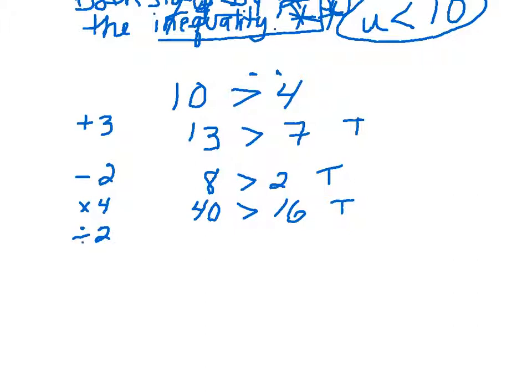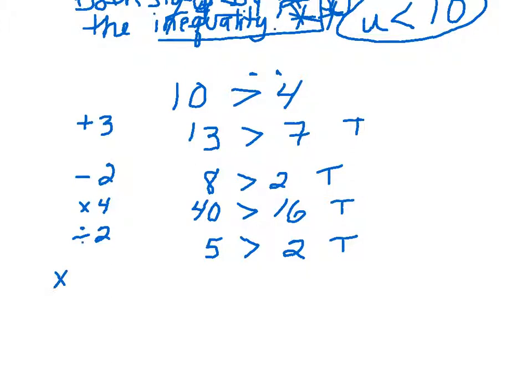Now let's try dividing them both by 2. What is 10 divided by 2? That's going to give us 5. 4 divided by 2 is going to give us 2. Is 5 greater than 2? Yes. So we've added a number, subtracted a number, multiplied by a positive, divided by a positive number, and every single answer after we've done that has remained true. We still get true statements. All of the answers are still greater than the other answers. Now here's the tricky part.